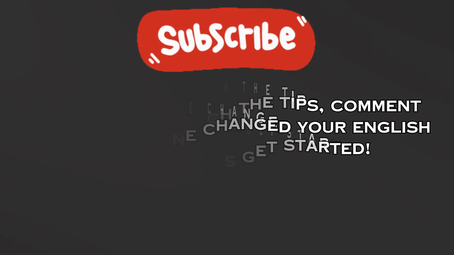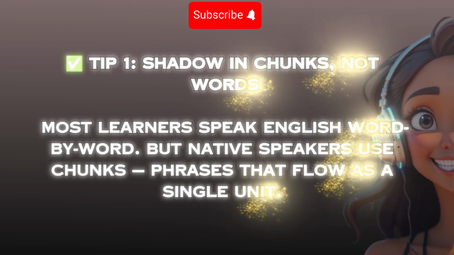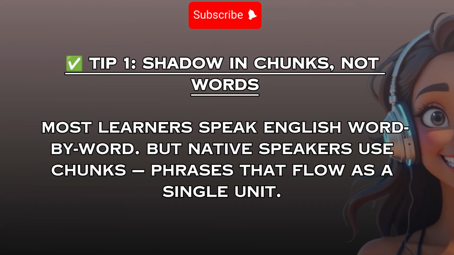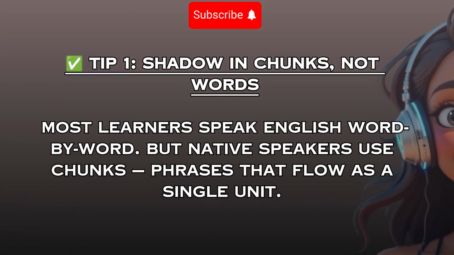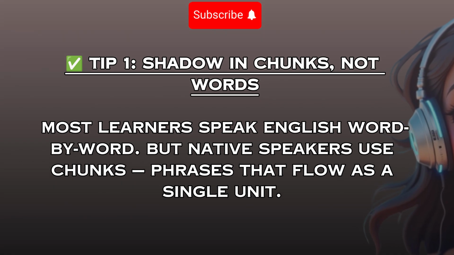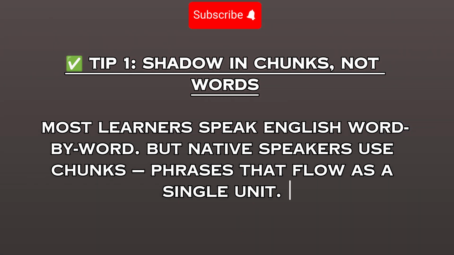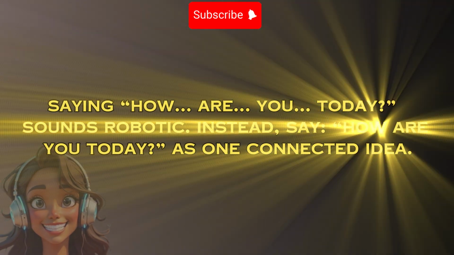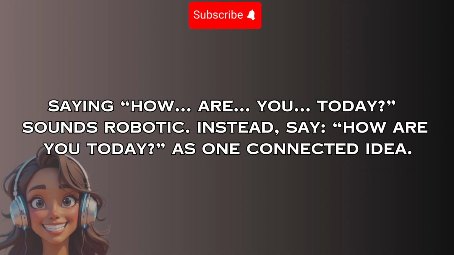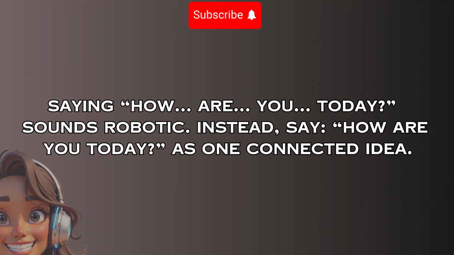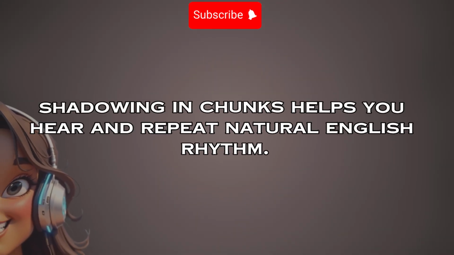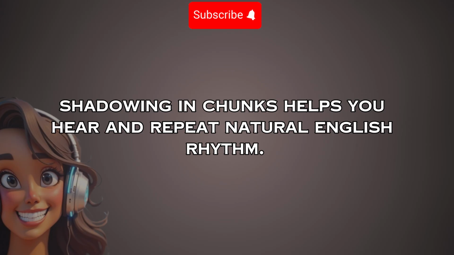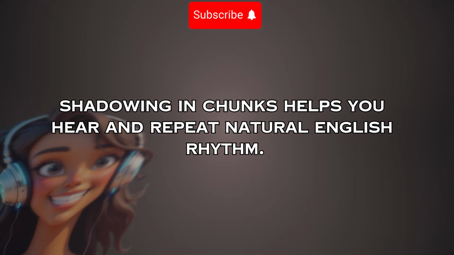Let's get started. Tip 1. Shadow in chunks, not words. Most learners speak English word by word, but native speakers use chunks, phrases that flow as a single unit. Saying, "How are you today?" sounds robotic. Instead, say, "How are you today?" as one connected idea. Shadowing in chunks helps you hear and repeat natural English rhythm.